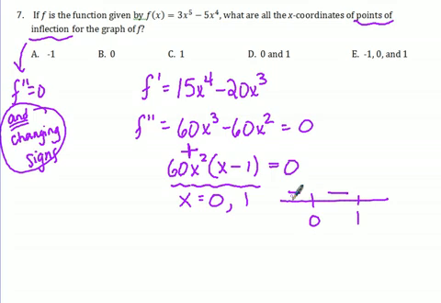Notice there's no sign change here, so 0 is not an inflection point because we have to have a sign change. Let's pick a number bigger than 1, like 2. This term is still positive. If I plug in 2 here, this factor comes out positive, and so it's positive. The only sign change happens here at 1, and therefore the answer is C.